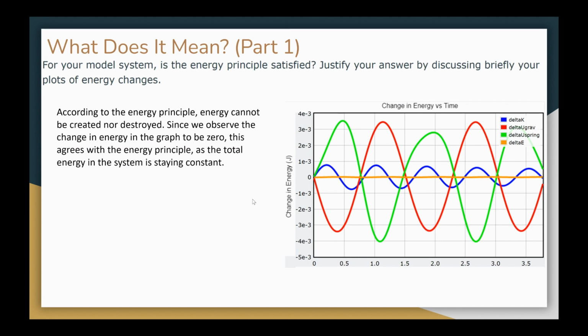What does it mean? According to the energy principle, energy cannot be created nor destroyed. Since we observed the change in energy in the graph to be 0, this agrees with the energy principle because the total energy in the system is staying constant, as you can see here on the right.